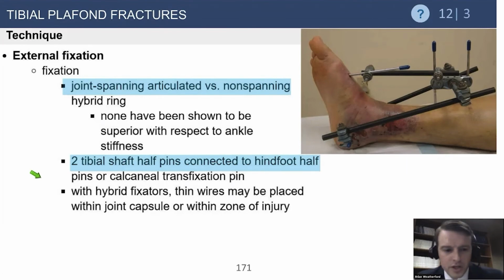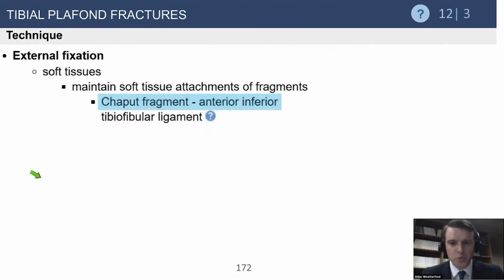I think the vast majority of us that treat these injuries are placing a rigid, spanning external fixator that's not articulated. We typically place 2 tibial shaft half pins, although you can certainly place 3. You want to have an appropriate span above the zone of your injury so that your plate does not overlap your external fixator. We typically place pins into the calcaneus as well as pins into the foot to gain stability and 2 points of fixation. With hybrid fixators, thin wires can be placed within the joint capsule or within the zone of injury. This has been looked at previously.